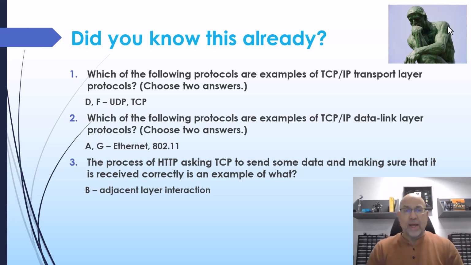Question number 3, the process of HTTP asking TCP to send some data and making sure that it's received correctly is an example of what? So this is HTTP at the application layer and then TCP at layer 4. So that was adjacent layer interaction, B.